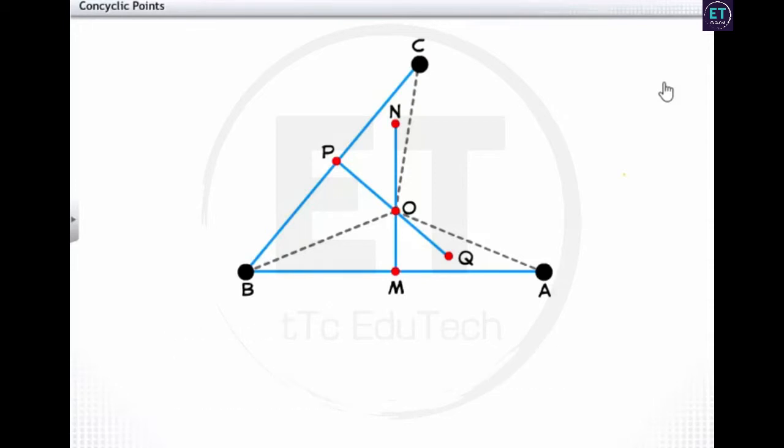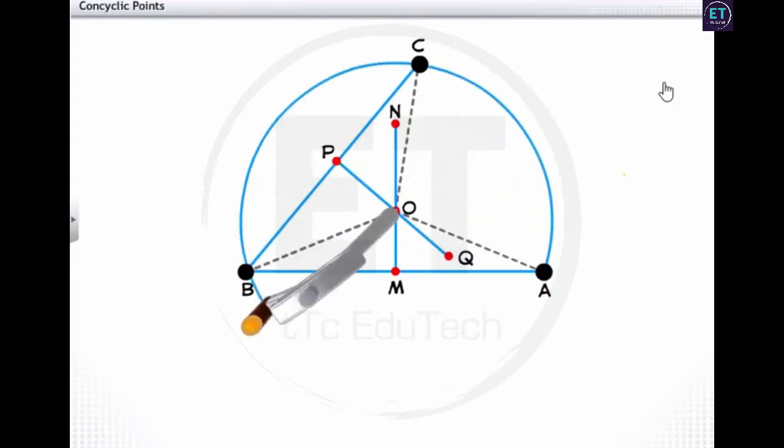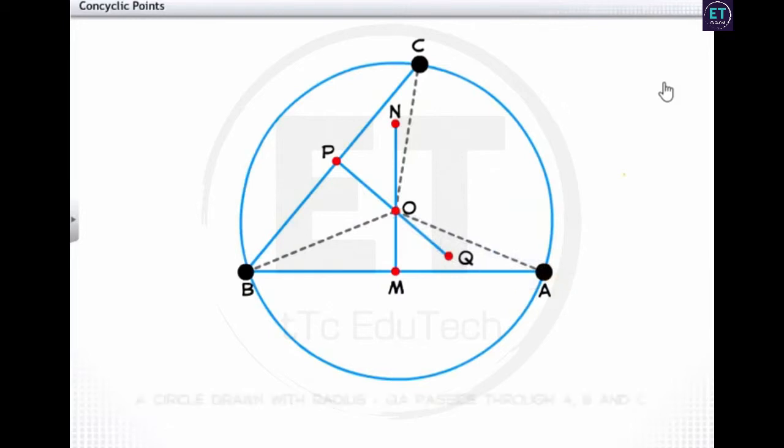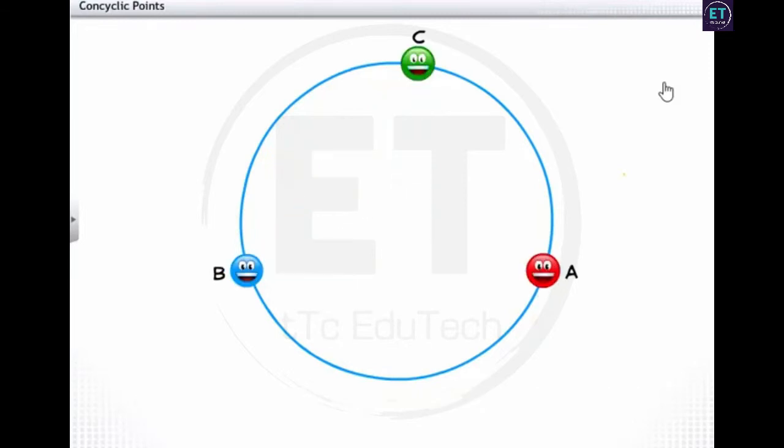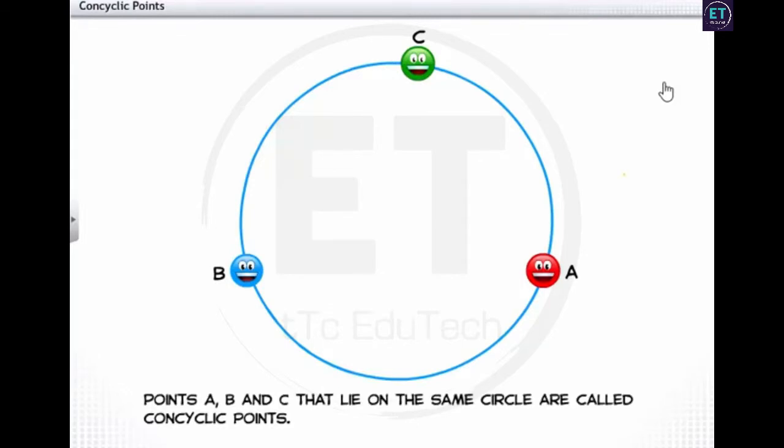Since A, B and C are at equal distance from O, a circle drawn with the center O and the radius OA will pass through all the 3 points A, B and C. So, the three friends were right after all. Wherever they stand, a circle can be drawn passing through their positions. Points, in this case A, B and C, that lie on the same circle are called concyclic points.